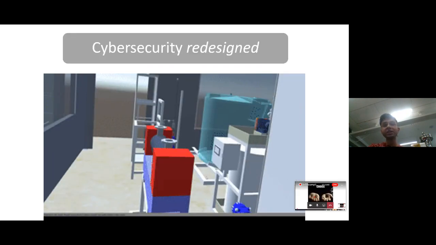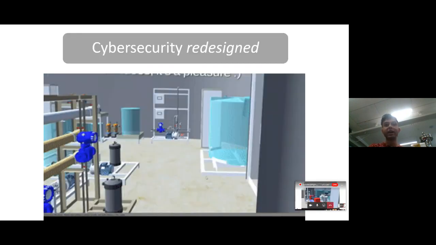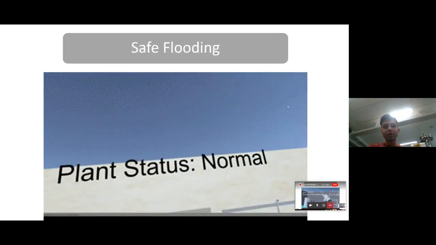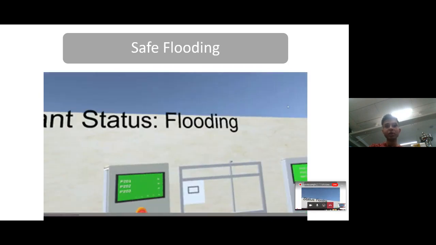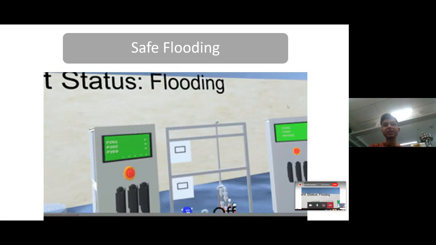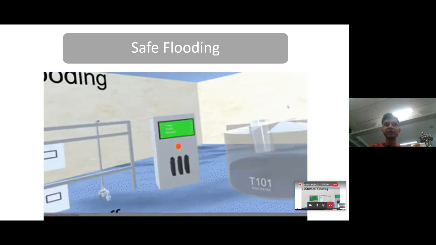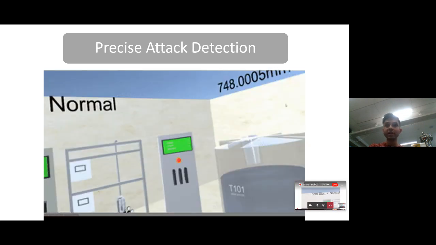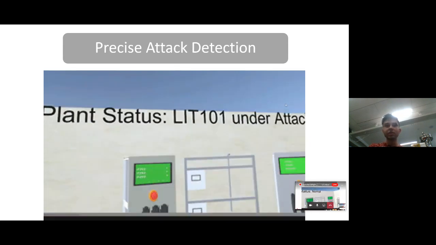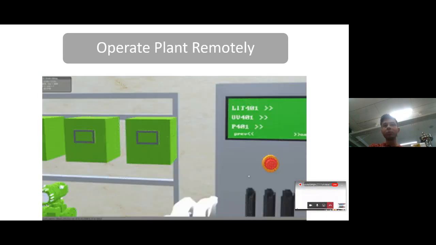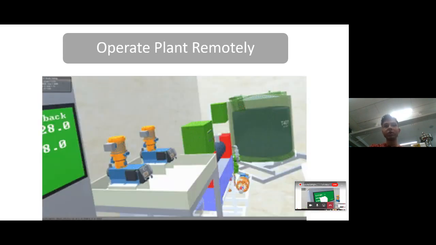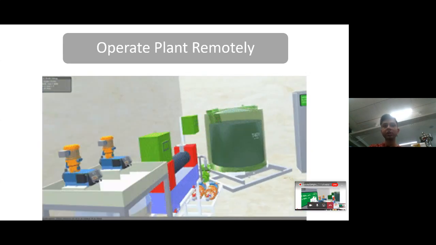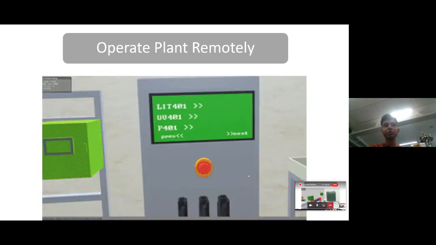We started with virtual reality actually, and very recently we switched to augmented reality. So we want both interfaces. We want operators and policymakers to be able to visualize dangerous scenarios in both these interfaces. We want them to be able to detect attacks very precisely. We want them to be able to operate the plant remotely, because all these things are very important in the post-COVID-19 world, where we may not have access to physical locations anymore.